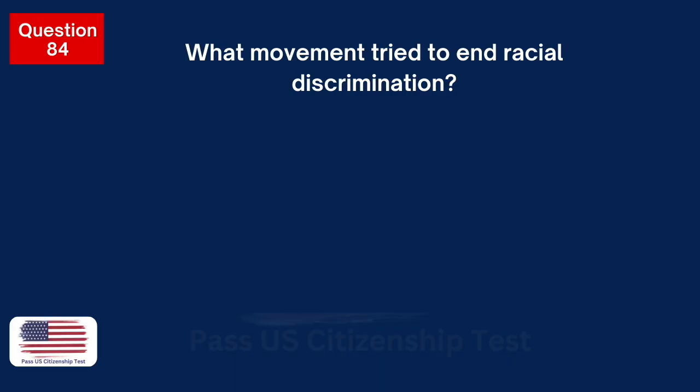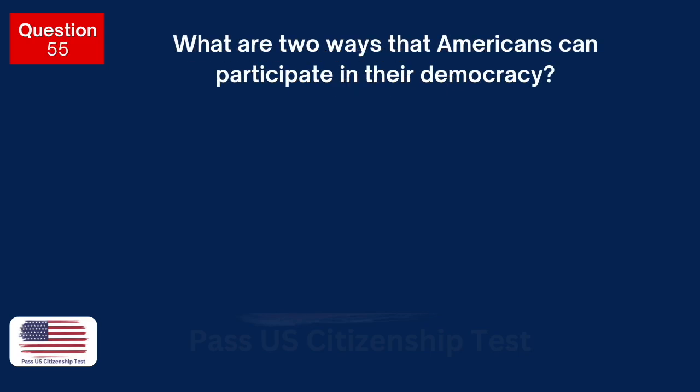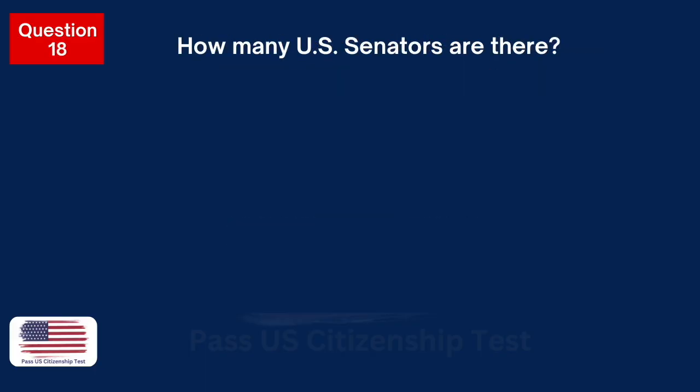What movement tried to end racial discrimination? Civil rights movement. What are 2 ways that Americans can participate in their democracy? Vote. Join a political party. How many U.S. senators are there? 100.